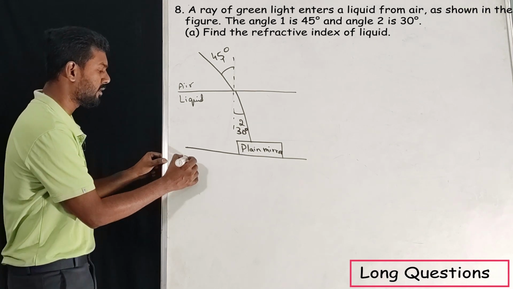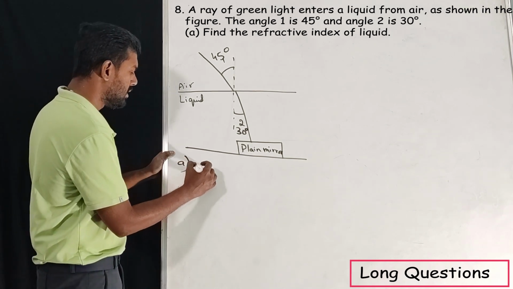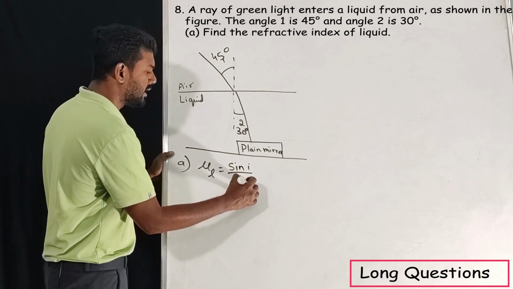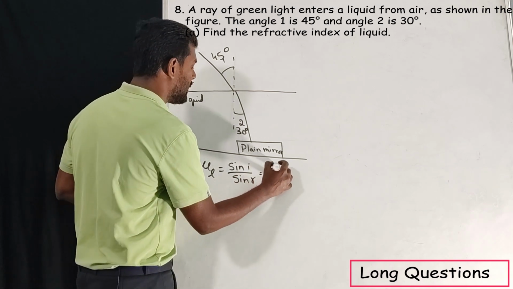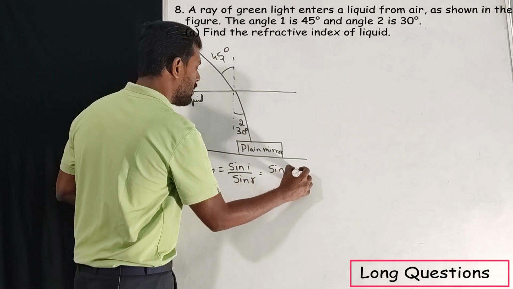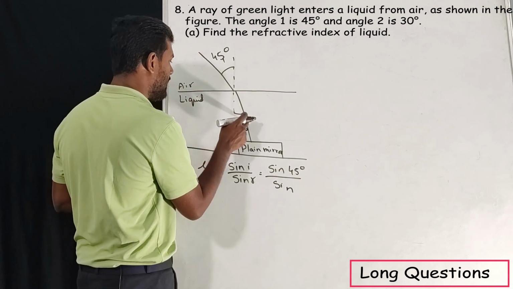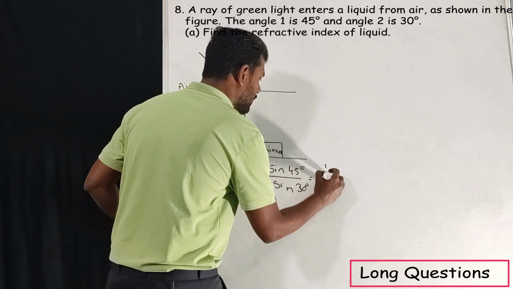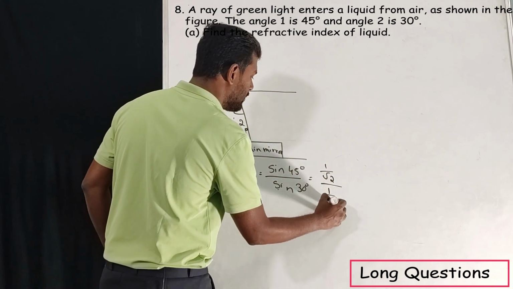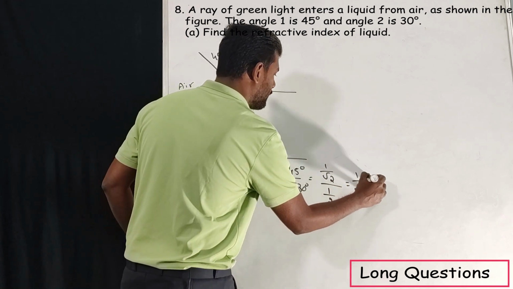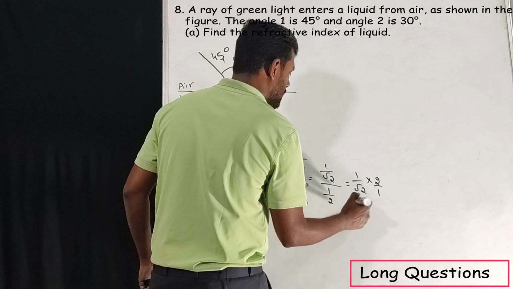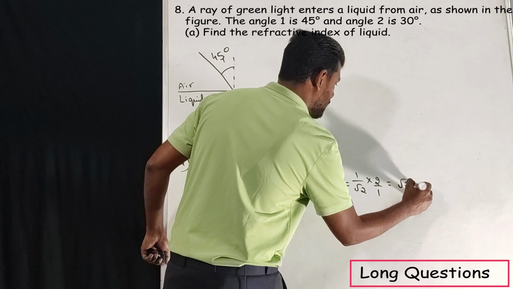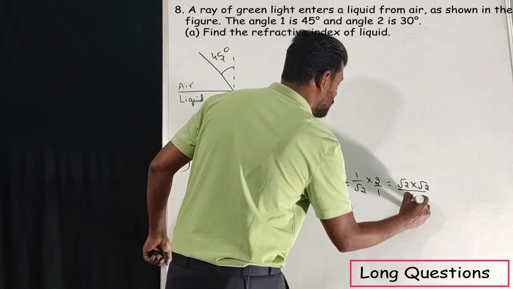Now first we have to find the refractive index. Refractive index is very simple. Say the refractive index of the liquid we have to find, right? That is nothing but sin i by sin r. What is sin i? Sin 45 degree. Sin r, what is the r value? That is 30 degree. What is sin 45? That is 1 by root 2. What is sin 30? That is 1 by 2. So 1 by root 2 into 2 by 1. So this is nothing but 2 into root 2 by root 2 into 1.